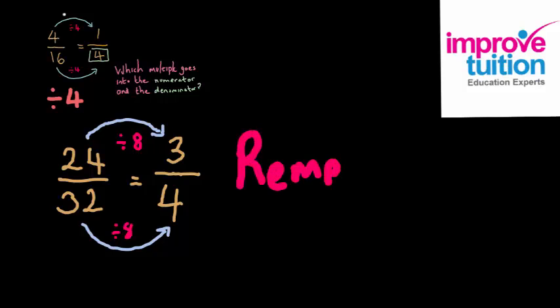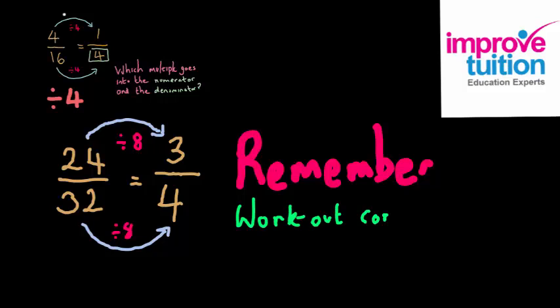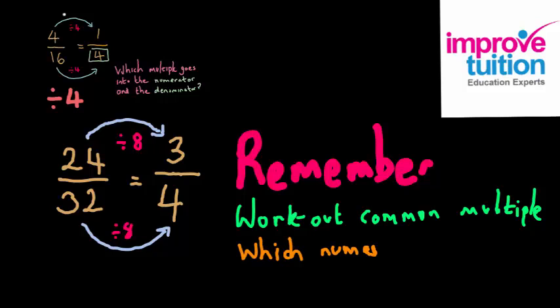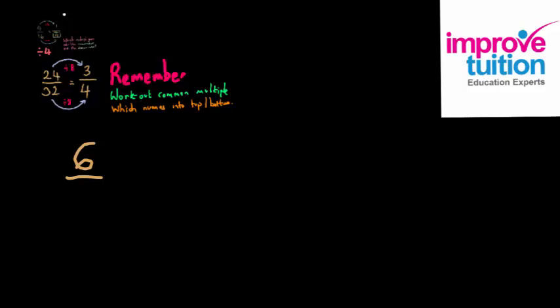So it's a simplified fraction. Now we need to remember for this equivalent fraction that we need to work out the common multiples. So when we're working out the fraction, which number goes into both the 24 and the 32? What goes into the top and the bottom? What number goes? And that's what we need to bear in mind.